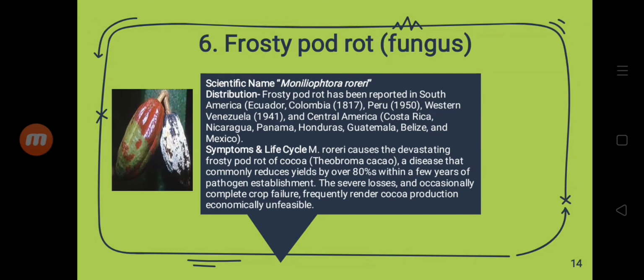Scientific name, Moniliophthora roreri. Distribution: frosty pod rot has been reported in South America, Western Venezuela, and Central America. Symptoms and life cycle: Moniliophthora roreri causes the devastating frosty pod rot of cocoa, a disease that commonly reduces yields by over 80% within a few years of pathogen establishment. The severe losses and occasionally complete crop failure frequently render cocoa production economically unfeasible.